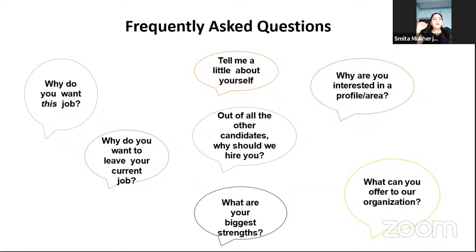Then, why do you want this job? Questions like why do you want this job, or why do you want to leave your current job, may generally not be applicable in your case, because you'll be students going ahead for your first job interview. So maybe this question is not relevant, but HRs ask this question to experienced people a lot. Why do you want to leave your current job?